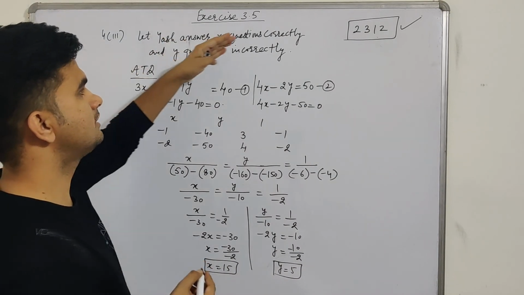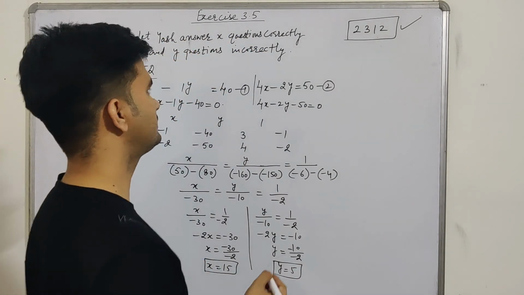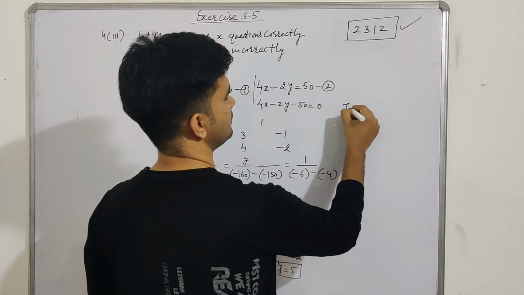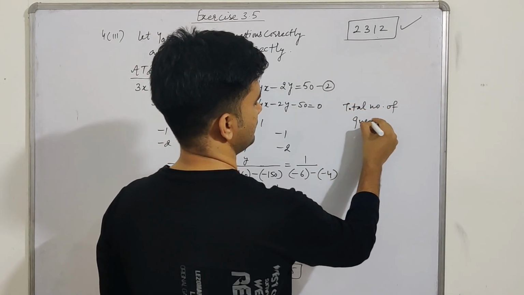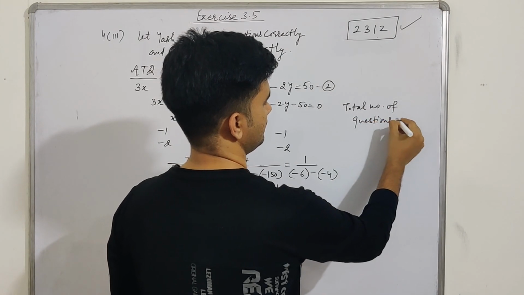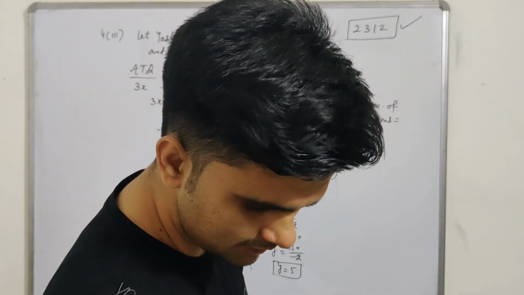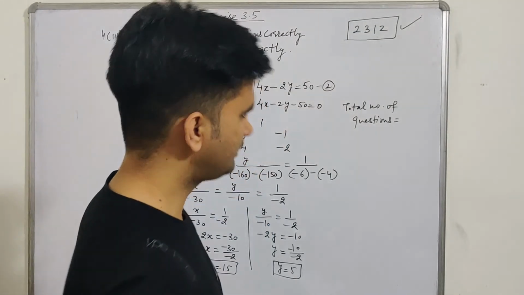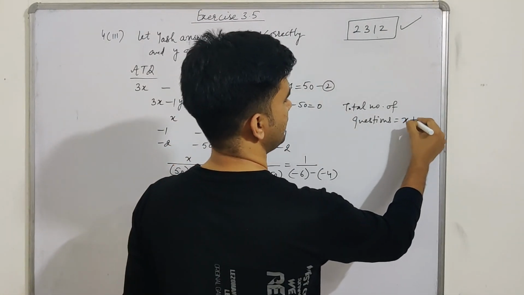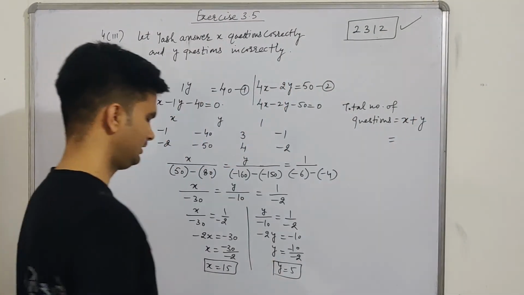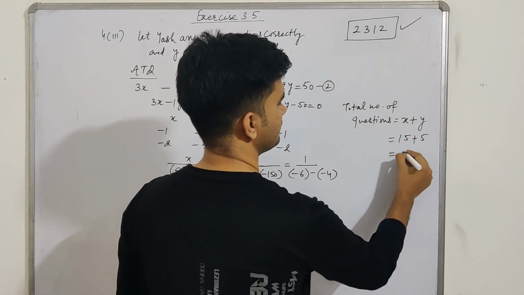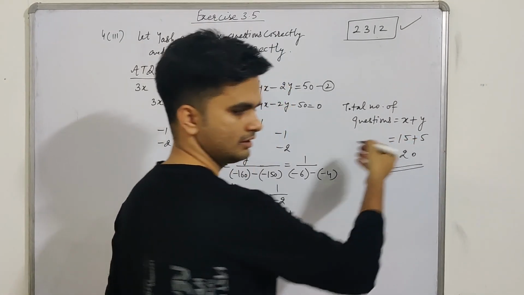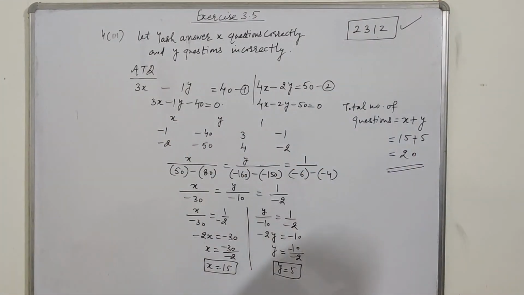So Yash answered x questions correctly, y questions incorrectly. It means the total number of questions, this is what they have asked. How many questions were there in the test? It is equal to x plus y. X is 15 and y is 5, is equal to 20. This will be your answer.